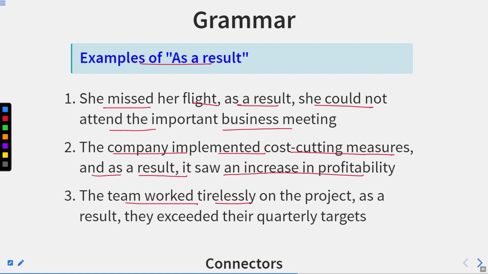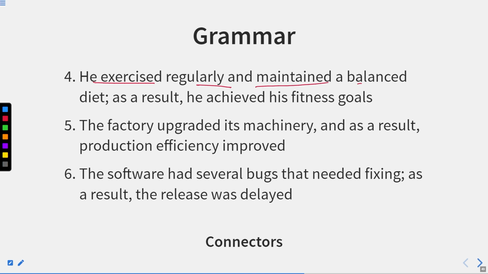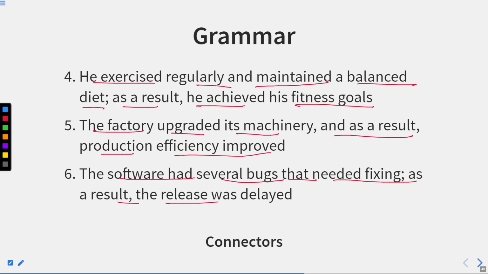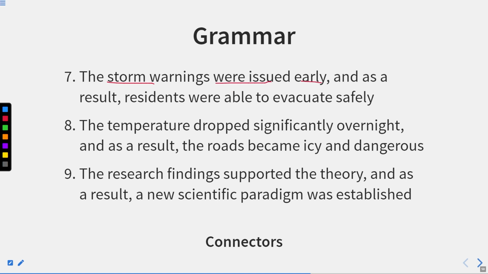The team worked tirelessly on the project. As a result, they exceeded their quarterly targets. He exercised regularly and maintained a balanced diet. As a result, he achieved his fitness goals. So this is the thing that he has done, and the result of which is that he achieved his fitness goals. The factory upgraded its machinery. As a result, production efficiency improved. The software had several bugs that needed fixing. As a result, their release was delayed. The storm warnings were issued early, and as a result, residents were able to evacuate safely.